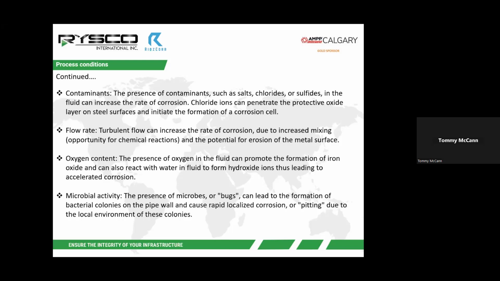Microbial activity, so the presence of microbes, or what we generally call them here, bugs. And people like to talk about bug counts and bug treatments. You can have the formation of these colonies on the pipe wall. So if they shift from planktonic, which is free flowing within the system, to sessile, which is where they attach to the pipe wall, you can have rapid localized or pitting corrosion due to the environment that these colonies create.